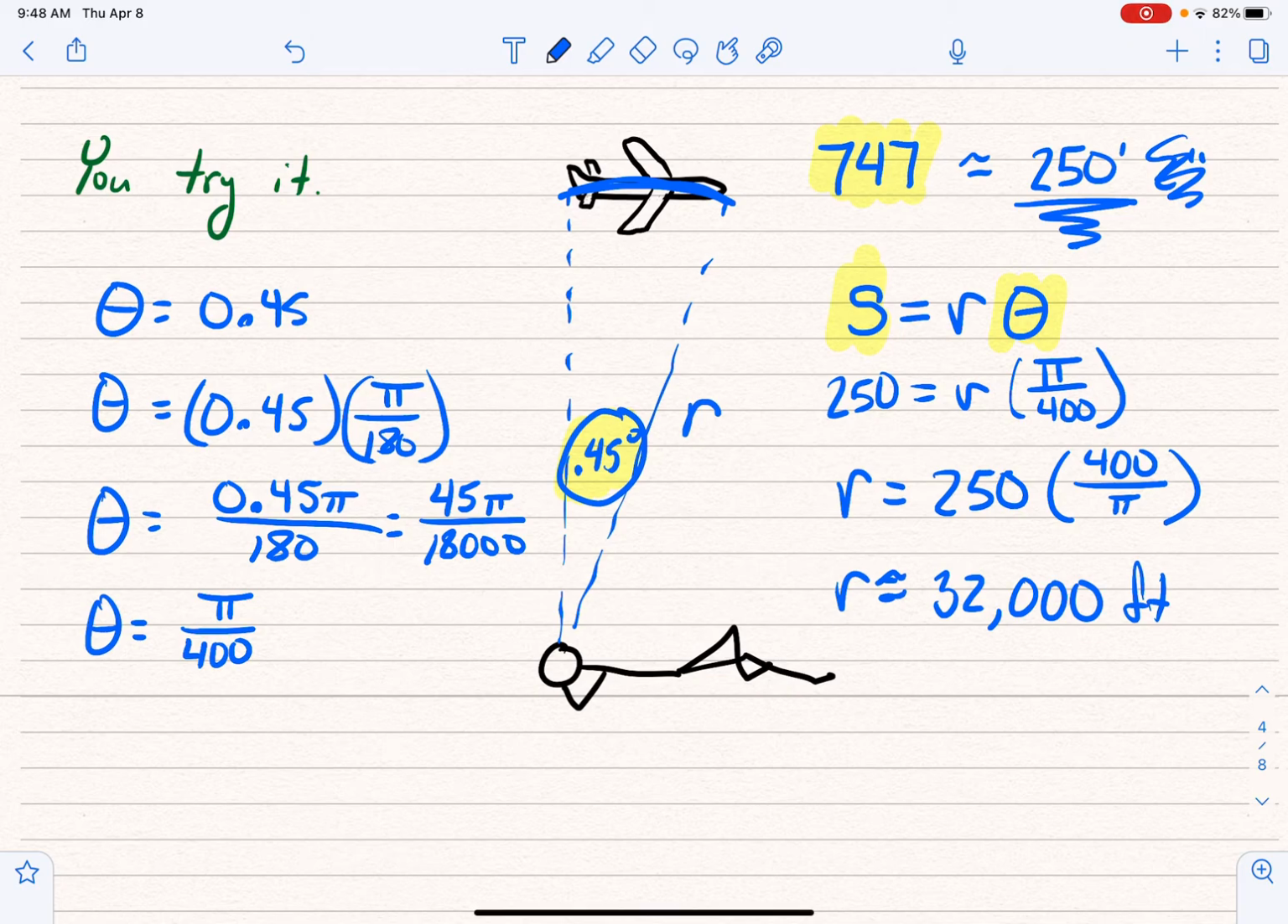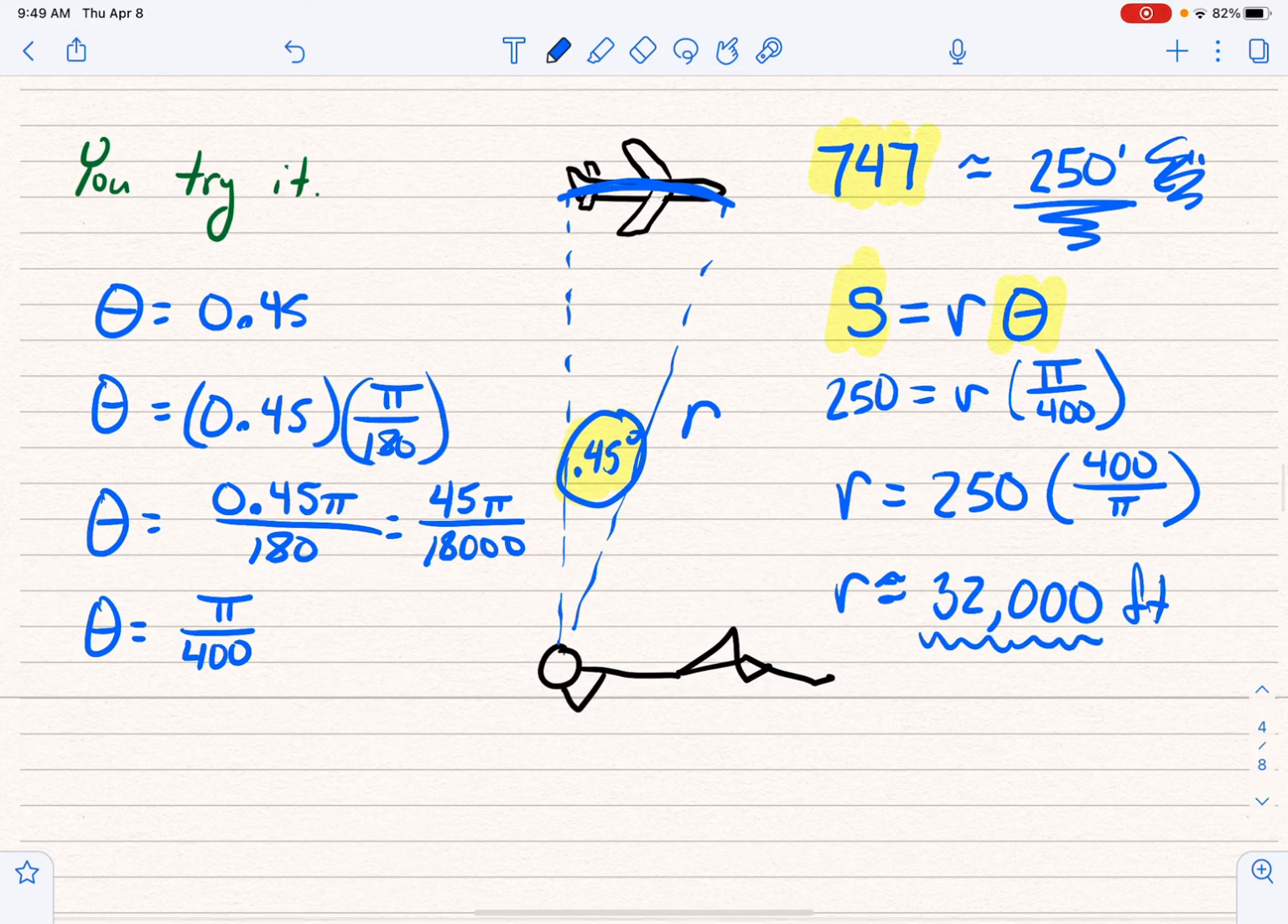Now, that's pretty awesome. Imagine if you had even just some proper equipment that you could measure what angle the airplane subtends, and you knew that it was about 250 feet long. You could find how high that plane is flying. I think that's a pretty incredible problem.